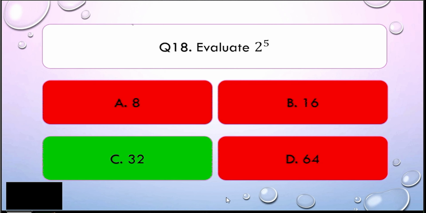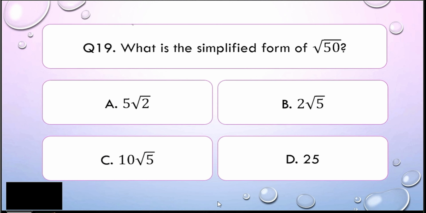So now let us go to question number 19. What is the simplified form of square root of 50? Is it A, 5 square root of 2, B, 2 square root of 5, C, 10 square root of 5, or letter D, 25? I'll give you 5 seconds to think about your answer.